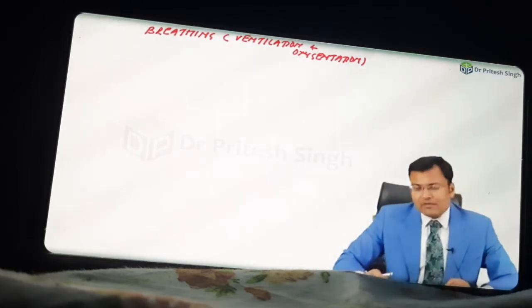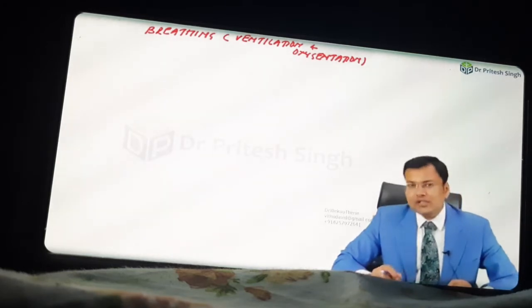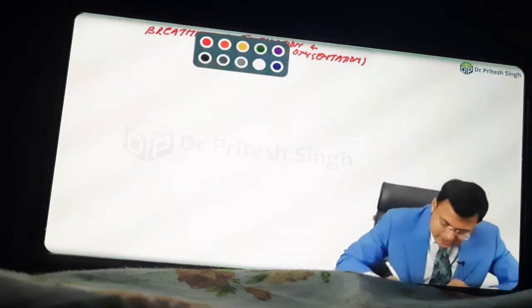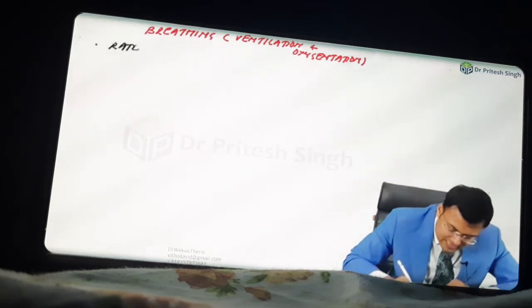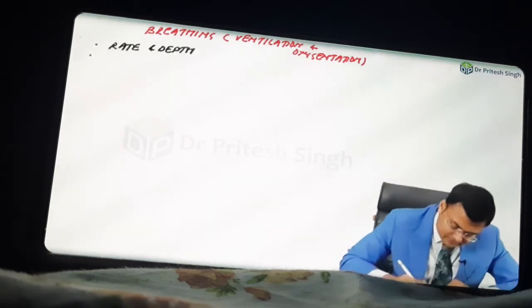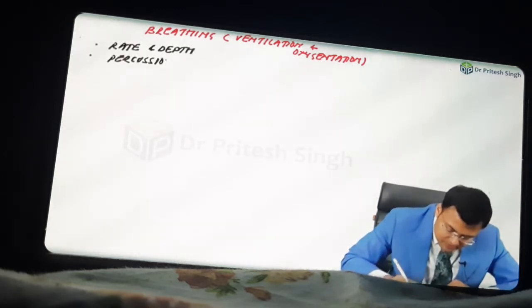Let's see the example of tension pneumothorax. In cases of tension pneumothorax, the patient will have dyspnea and tachypnea. On percussion, there will be hyperresonance on the affected side and absent breath sounds. Imagine if a patient has massive hemothorax. In that case, there is a dull note on percussion and absent breath sounds. So here, we assess the rate and depth of respiration, and we perform percussion and auscultation.